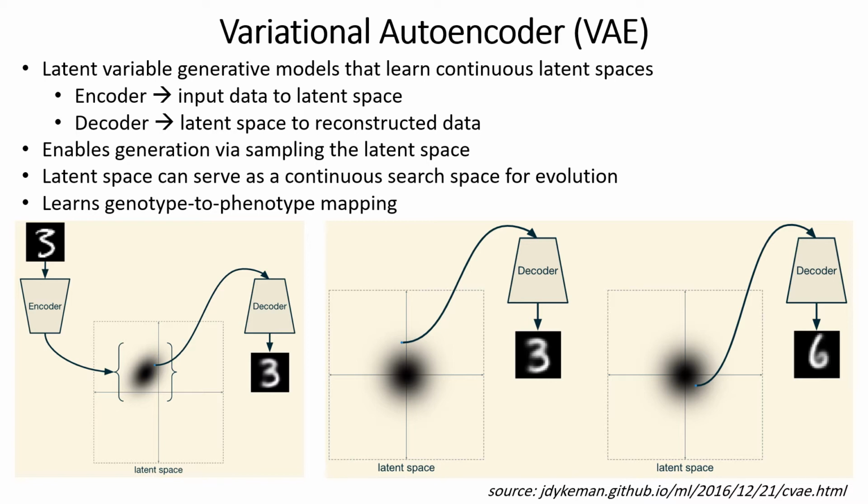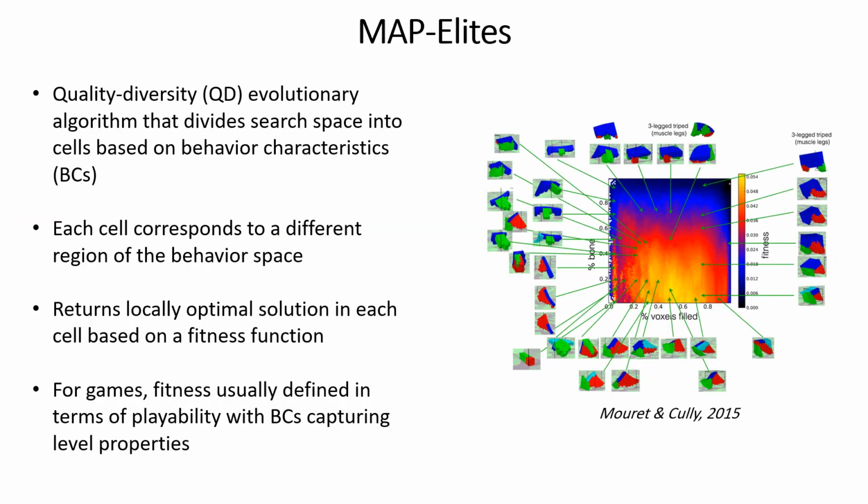Now, while the latent space enables generation of levels via sampling and interpolation, it can also act as a continuous search space for evolving content. And this can take the form of starting with a population of randomly sampled latent vectors and optimizing an objective to generate the desired levels. And since the VAE decoder is trained to generate levels from vectors sampled from this space, from an evolutionary computation perspective, we can think of the VAE decoder as effectively learning the genotype to phenotype mapping. And in this work, we perform evolution by applying MAP-Elites within this VAE latent space.